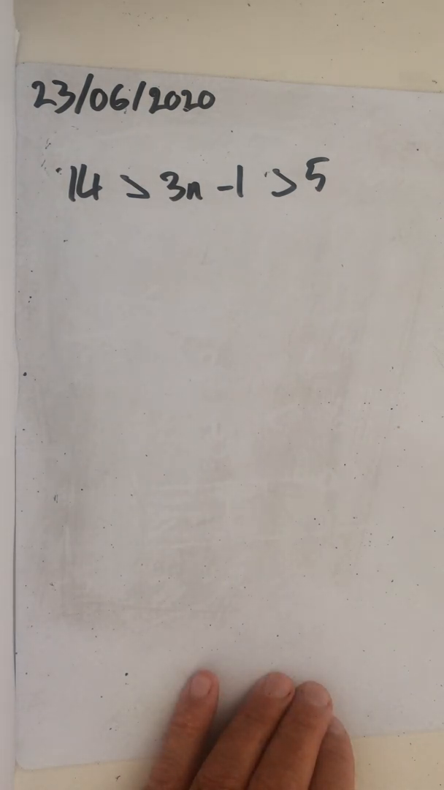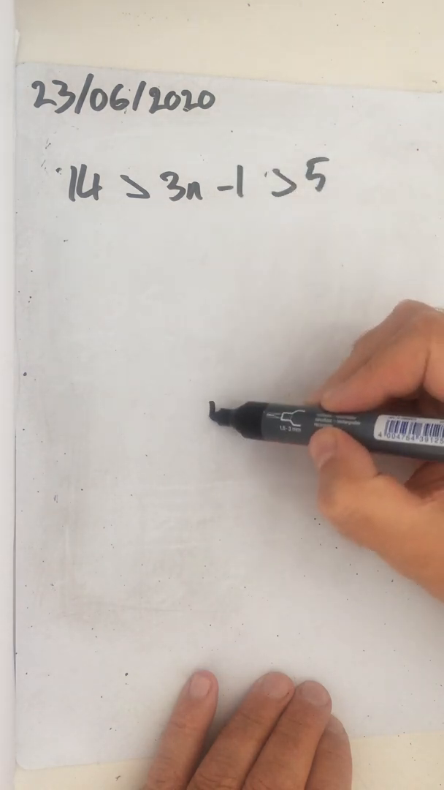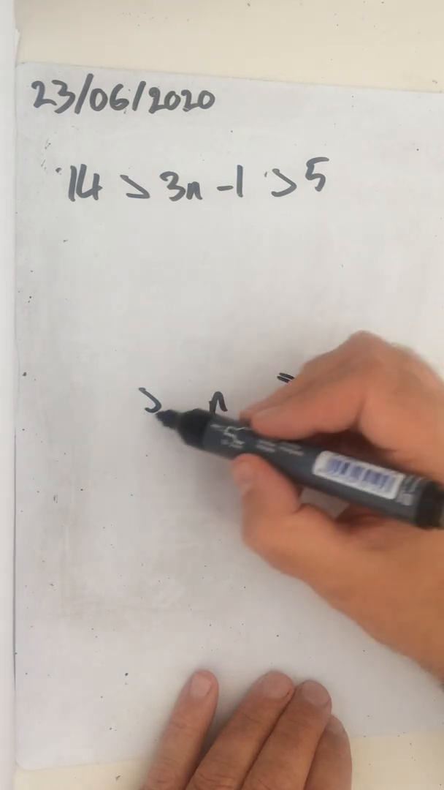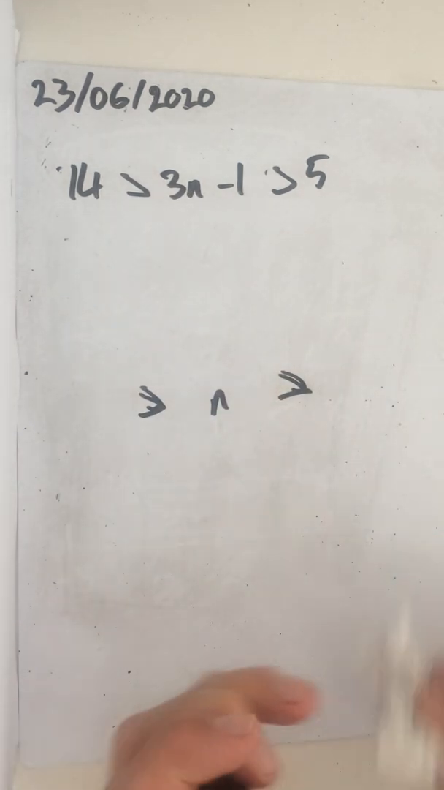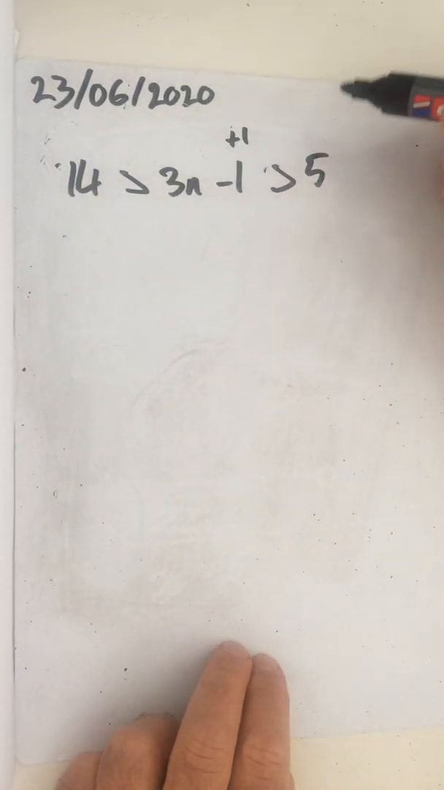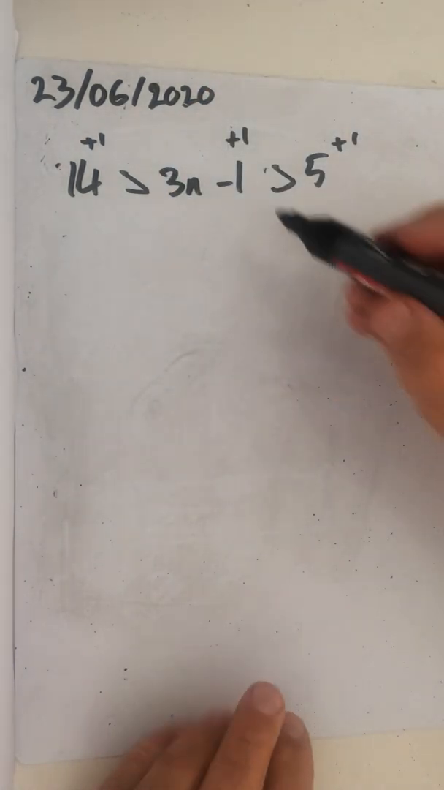Right, okay, let's have a little look. So the first thing we want to get rid of is this minus 1, because we want to be left with just n in the middle and these signs there, isn't it? That's our aim. To get rid of the minus 1, we add 1 to it, and because it's the balance method, we do it on the other sides of the equation.